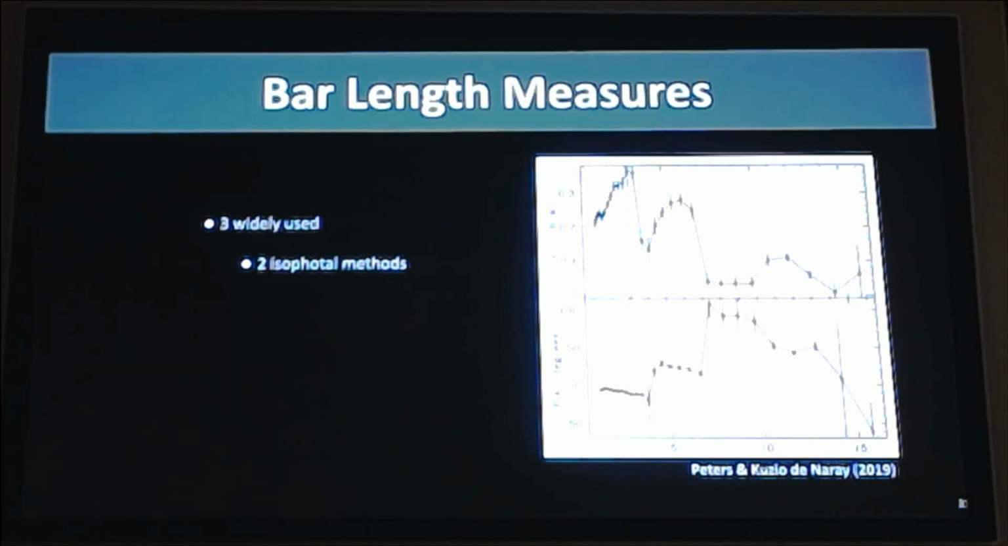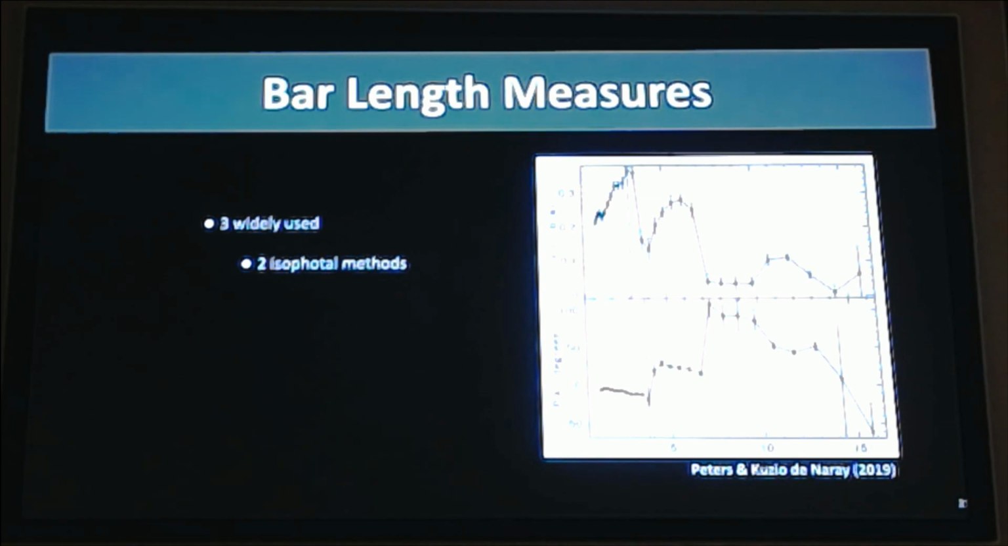2 of them involve fitting isophotes to your galaxy image, so concentric ellipses of varying eccentricity and position angle. This allows you to study the structure in the galaxy as a function of radius. So in the top, we're seeing eccentricity as a function of radius, and in the bottom, we're seeing position angle as a function of radius. Again, these are just those ellipses you're fitting on the sky, how squished they are, and how they're oriented on the sky.